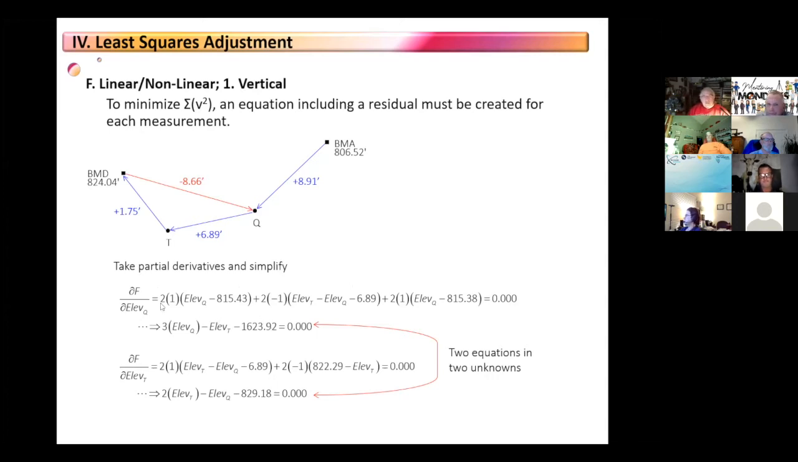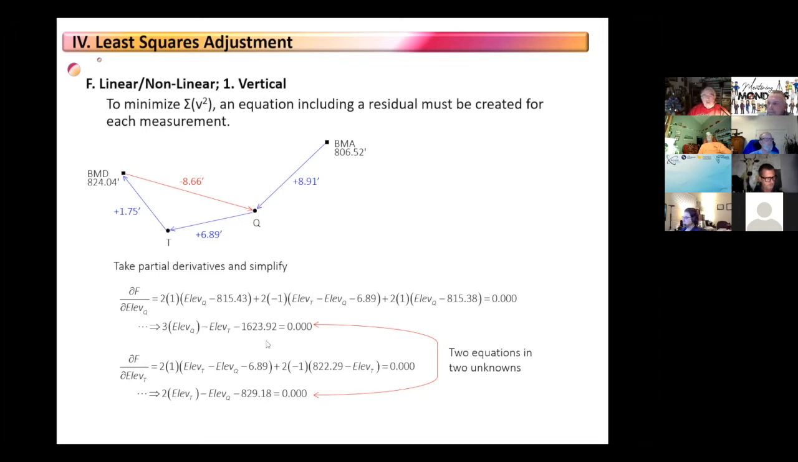Basically, the derivative of that function with respect to the elevation of Q, you wind up with this equation right here: 3 times the elevation of Q minus the elevation of T minus 1623.92 is equal to 0. You wind up with this equation when you take it with respect to T: 2 times the elevation of T minus the elevation of Q minus 829.818 is equal to 0.